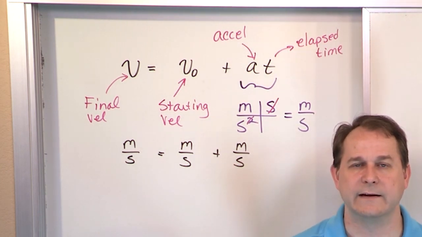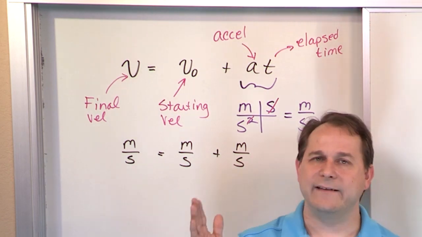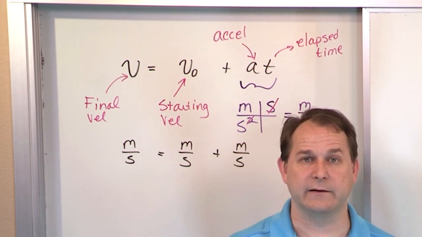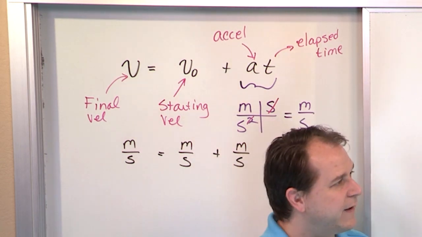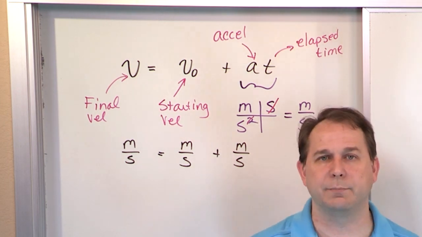2 times 3 is 6. And if you go for 3 seconds, 3 times 3 is 9, and so on. So a times t literally means I'm increasing by 3 meters per second, every second. After t seconds down the road, how much velocity have I increased? I just multiply the two.